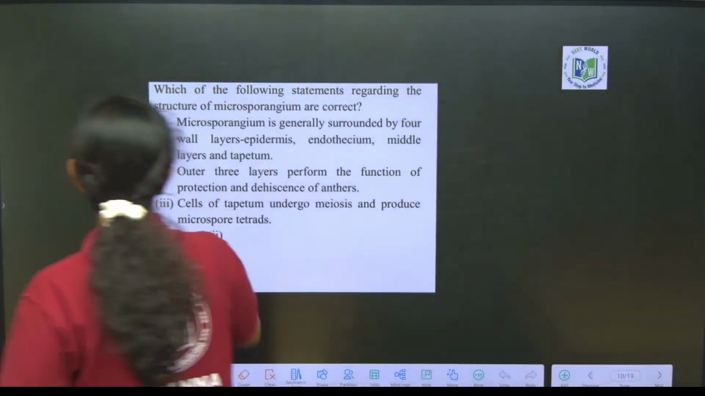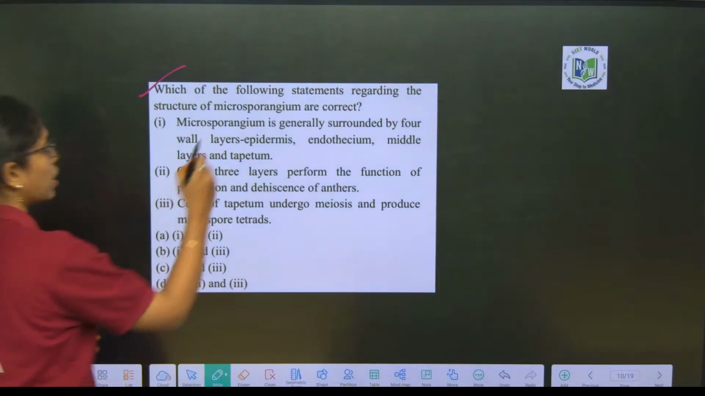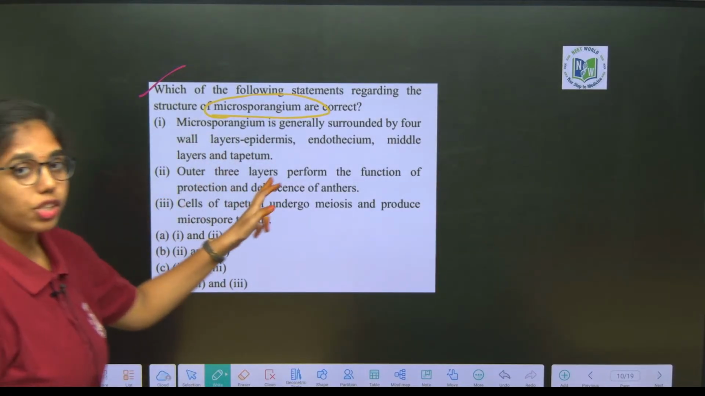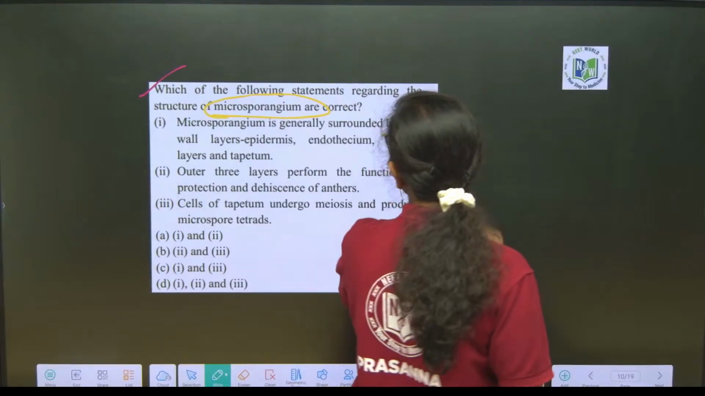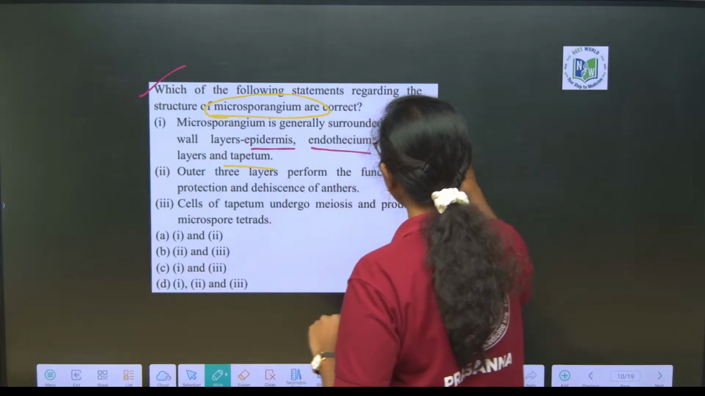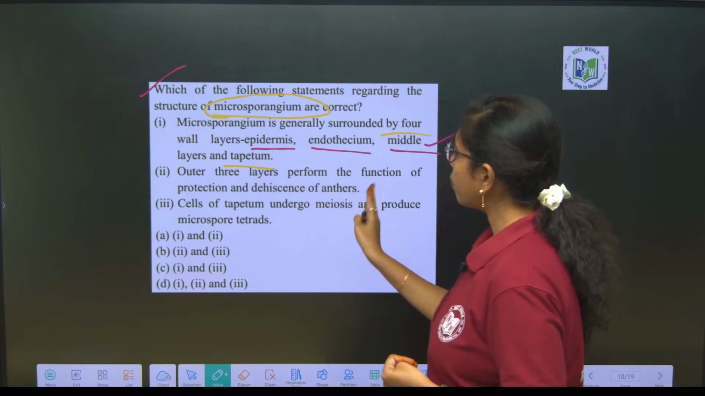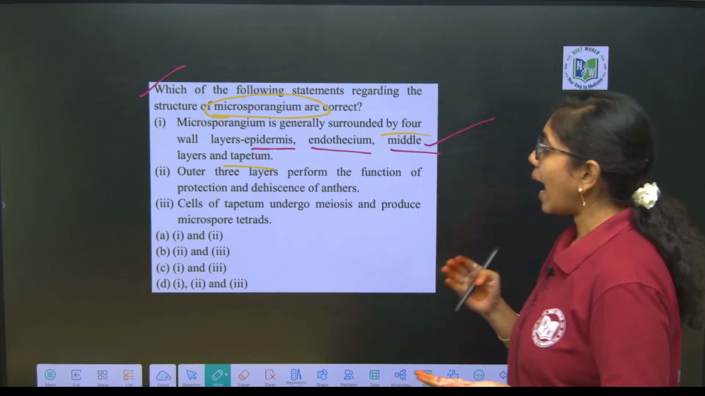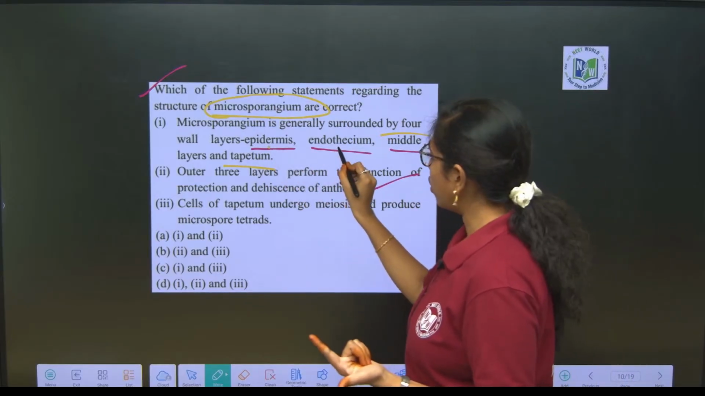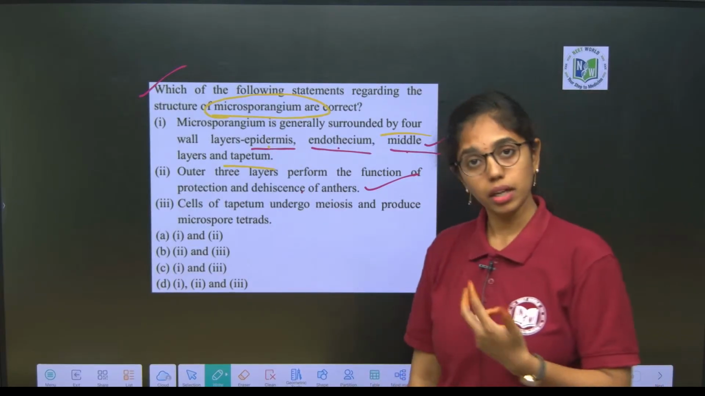Which of the following statements regarding the structure of microsporangium are correct? So here the question is about the structure of microsporangium. Microsporangium is generally surrounded by 4 wall layers: epidermis, endothecium, middle layers and tapetum. Correct only, it has how many wall layers? 4 wall layers. Outer 3 layers perform the function of protection and dehiscence of the anther. Yes, outer 3 wall layers, what are they? Epidermis, endothecium and middle layers give the function of protection and help in dehiscence.